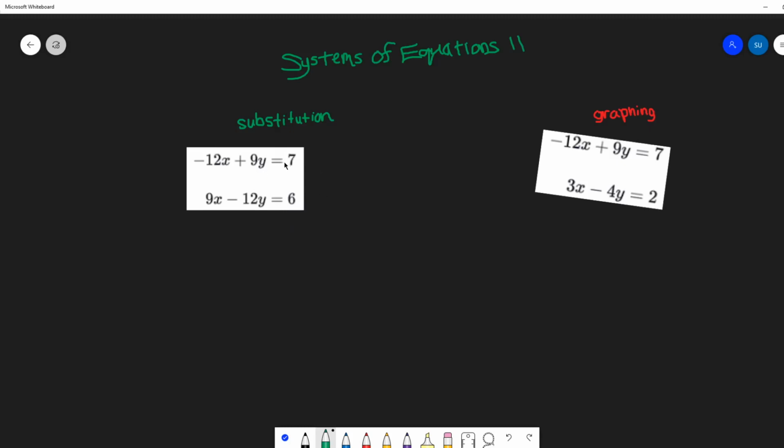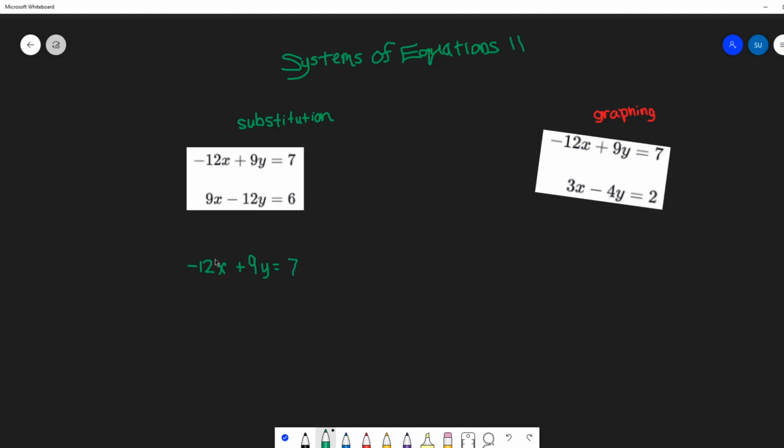So in order to begin substitution, we have to take one of the equations and solve for one of the variables. I'll solve for the variable x because there's a 9y here and a 12x, and 9 is less than 12. So we're going to start by solving for x. In order to do that, I'm just going to write the equation again down here. Negative 12x plus 9y equals 7.